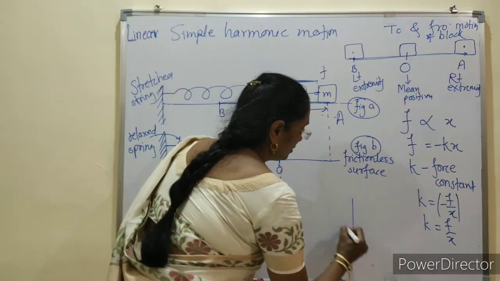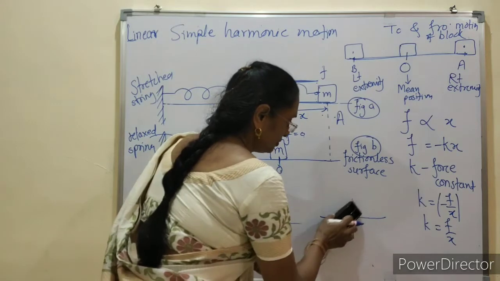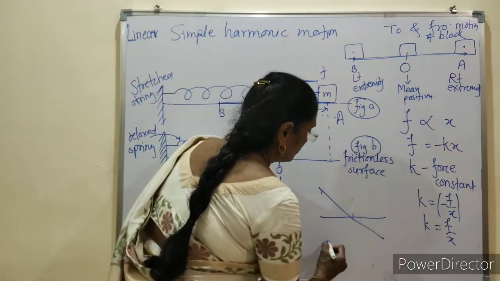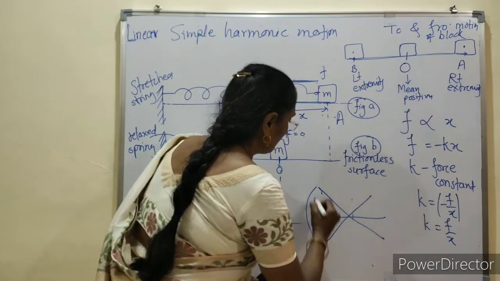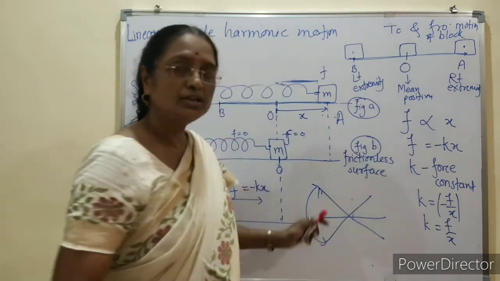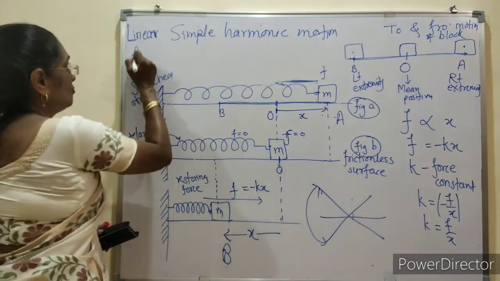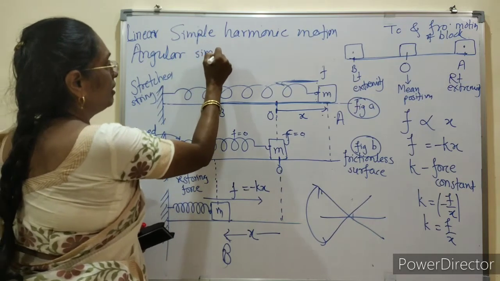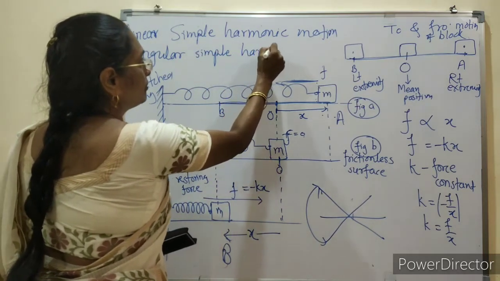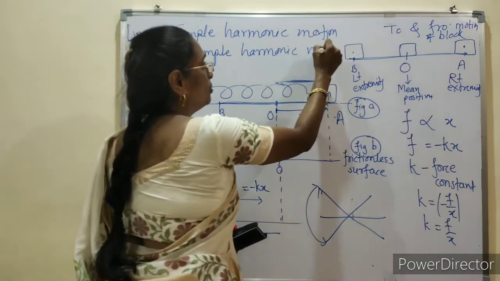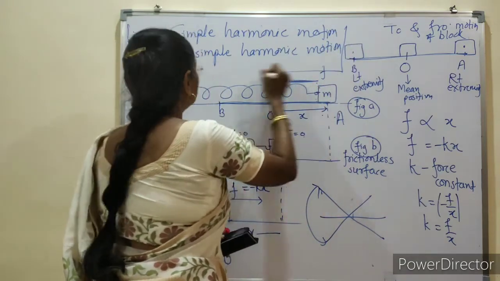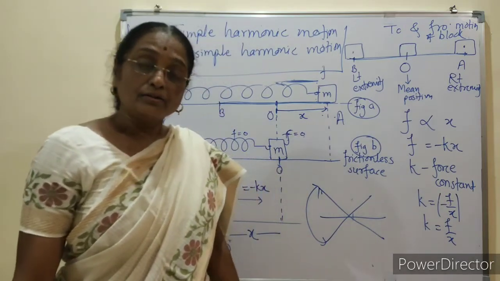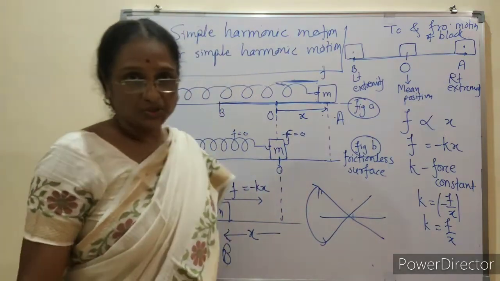Suppose originally this object is in this plane like this, and if it is rotated in this way, then the path of oscillation is curved. In that case the motion is called angular simple harmonic motion. So both these types of motion we have to study in this chapter, oscillations, and in detail we have to study these motions.